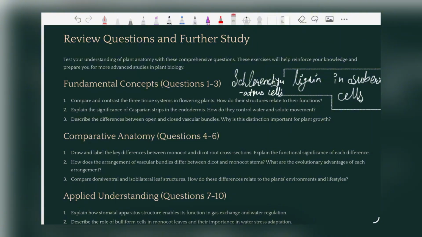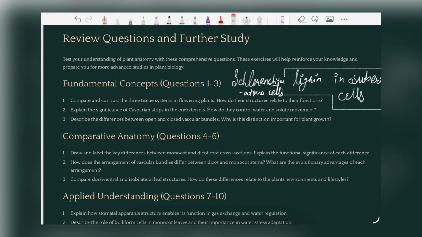Why is this distinction important for plant growth? This is important because different plants have different requirements. Like monocots have to travel water and minerals to higher distances, and dicots have to produce different nutritional things in them.